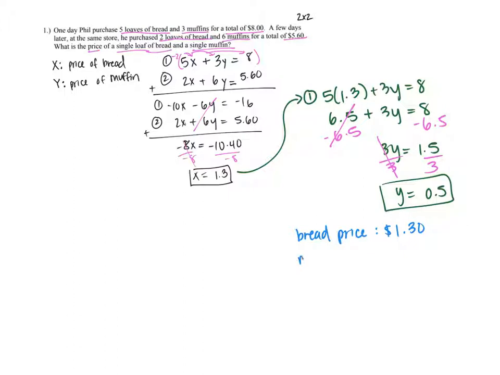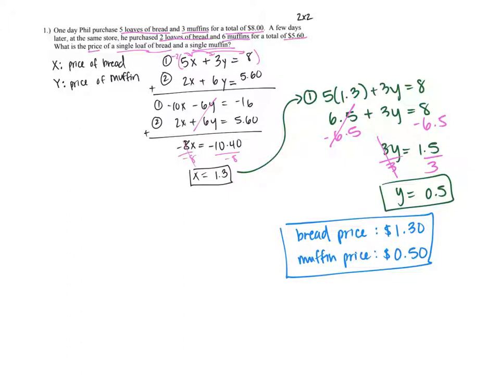And then our muffin price is 50 cents. And notice how I'm writing in money format. Okay, so there we have our first word problem. I hope that made sense.